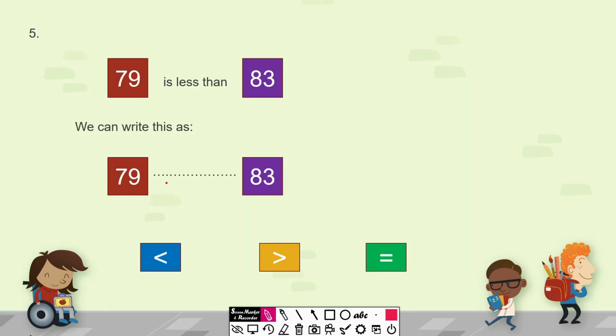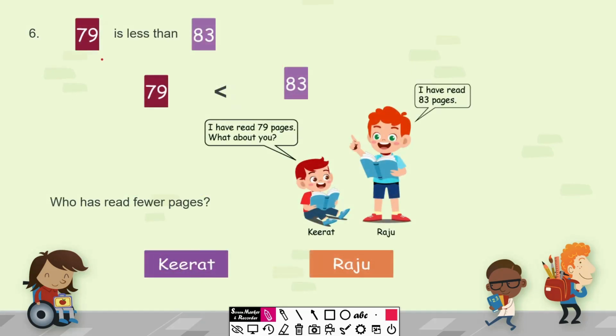We can write this as 79 is less than 83. This is the symbol used to show less than. Okay. So what will we write here? We will write this symbol here. Okay. Let's check the correct answer. 79 is less than 83. Correct. 79 is less than 83. This is the symbol for less than.